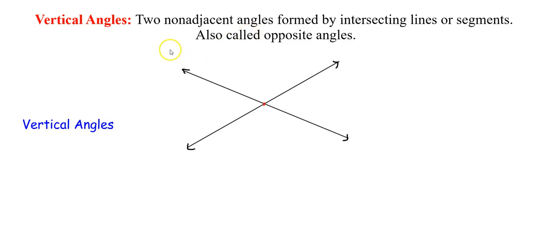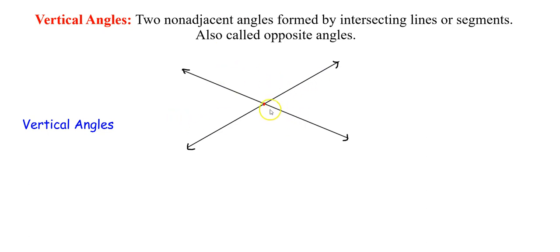In this video, we are going to learn about vertical angles. What are vertical angles? They are two non-adjacent angles formed by intersecting lines or segments, and they are also called opposite angles.